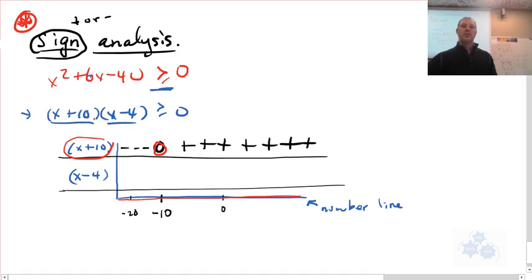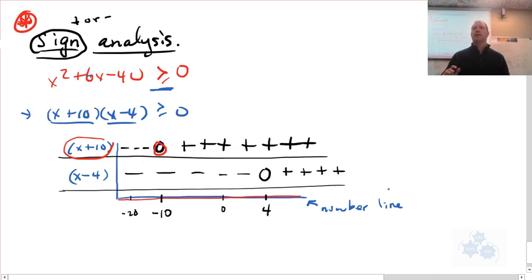So we'll do the same thing for this one. The 0 is at positive 4. So we'll make sure the number line is in order, and we'll put a 0 right here above positive 4. And really quickly, we can test 0. 0 minus 4 is a negative, so on this side of that 0, this is all negative. And for a number larger than 4, we could try 5. 5 minus 4 is a positive 1, so the values of this factor are all positive on that side. Okay? So it's kind of like we're doing multiple number lines.